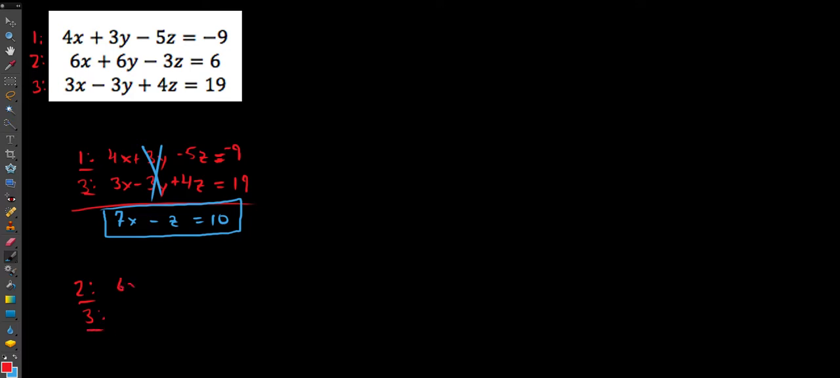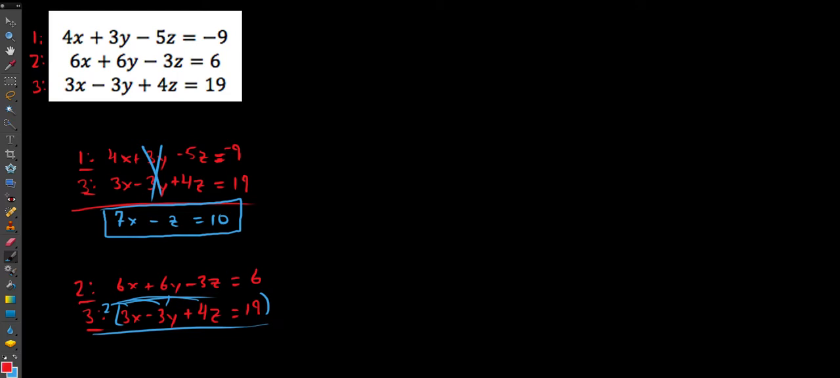Let's rewrite our second equation. We'll just take our time. 6x plus 6y minus 3z equals 6. And we have 3x minus 3y plus 4z equals 19. Remember that we need to scale this particular coefficient so that they cancel. So we're going to take our entire second equation times a 2, just to be clear here. Boom, boom, boom, boom. So let's go right down the row here.